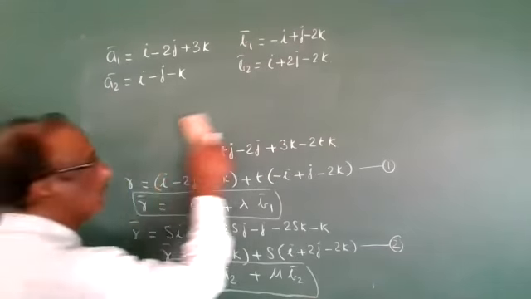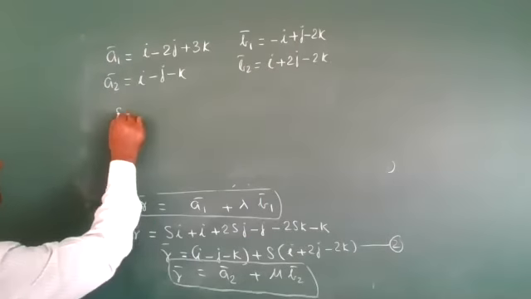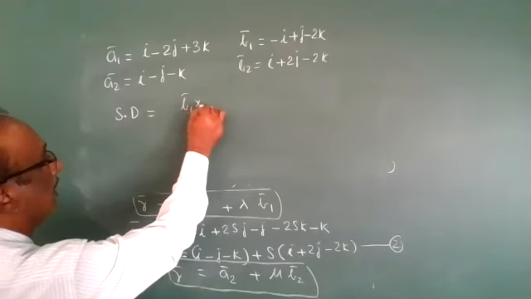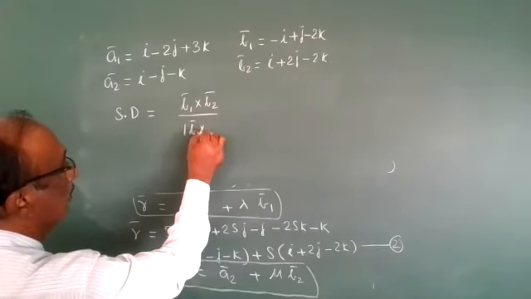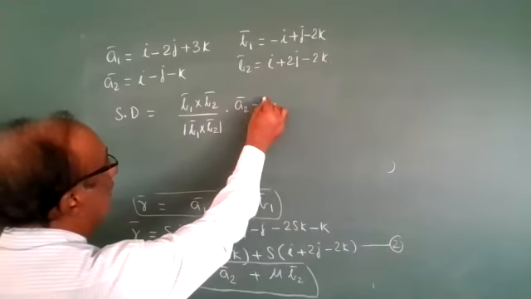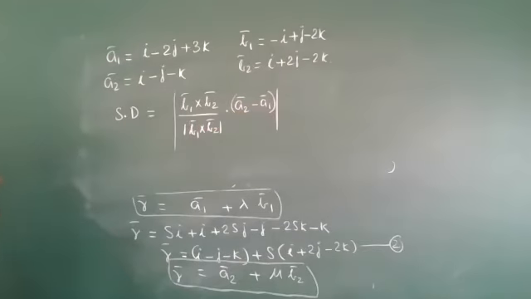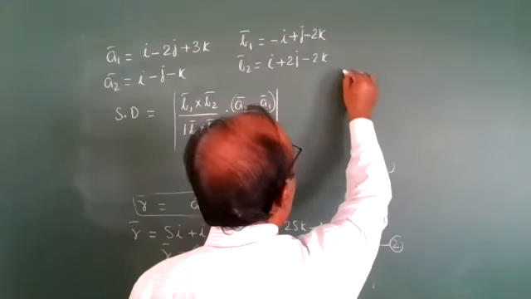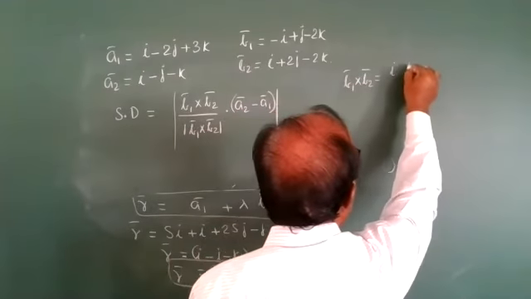Directly apply the shortest distance formula. Shortest distance is equal to B1 bar cross B2 bar by its modulus value, dot A2 bar minus A1 bar. First, to find B1 cross B2 bar, use the ijk method.